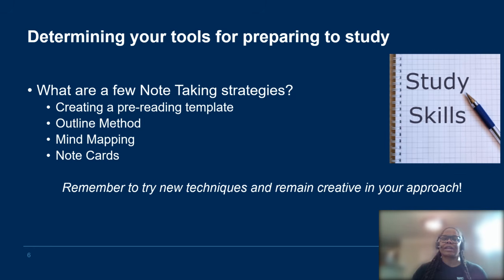So how about note-taking? What are a few note-taking strategies that we can cover? The first one is you want to have a pre-reading template. Also, there's an outline method, mind mapping, which is a visual way of taking notes, and then note cards. When taking notes, do not write everything you hear. You want to use keywords, take accurate notes, and then use your own words. Organize your notes as you write them, and definitely use a system.